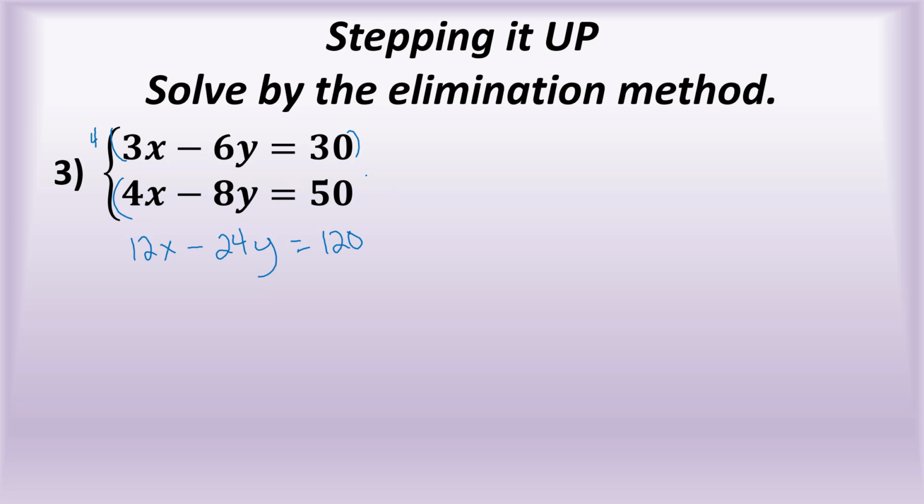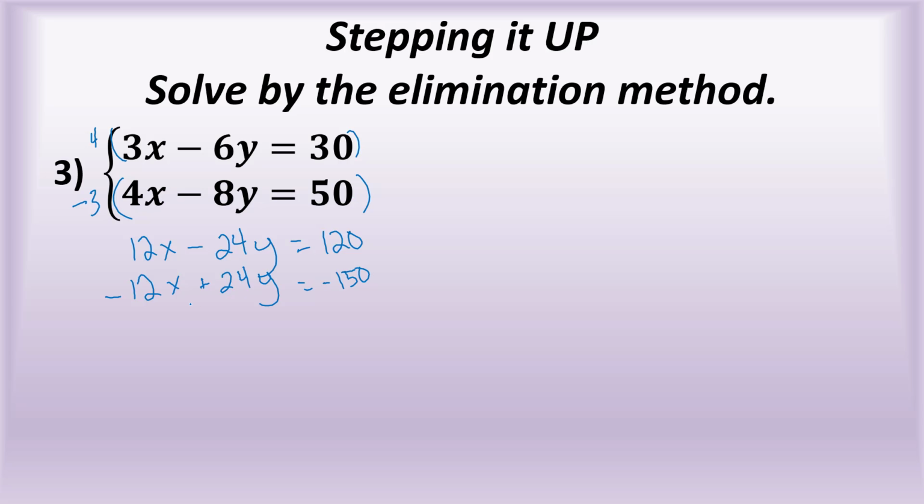Now our bottom one, in order to end up with an opposite coefficient, we need to multiply by the negative value of the previous term. Negative 3 times 4 is negative 12x. Negative 3 times negative 8y is a positive 24y. Negative 3 times 50, negative 150. Now, hopefully by now you're starting to see something's happening.